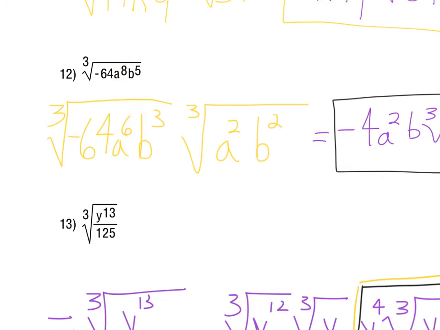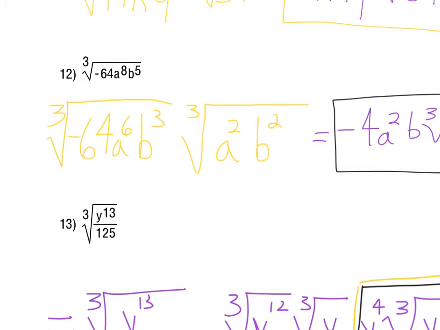So the highest multiple of 3 that's less than or equal to 8 is 6. So that's why we chose a to the 6th. Likewise, the highest multiple of 3 that is less than or equal to 5 is 3. So that's why we took a b cubed here. That leaves us with an a squared here and a b squared here. That way we get a to the 8th and b to the 5th, respectively.